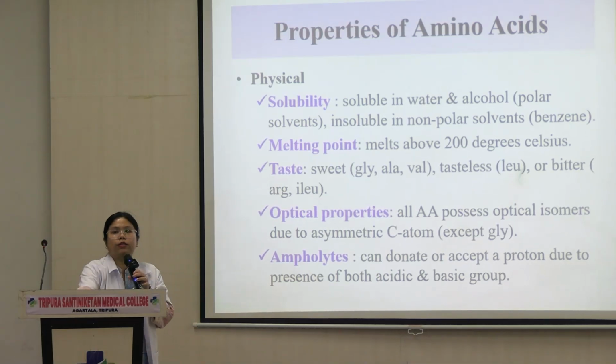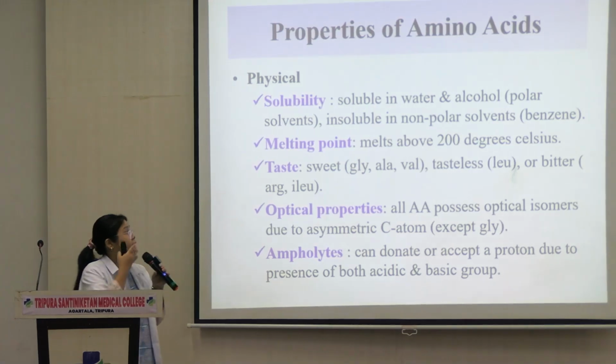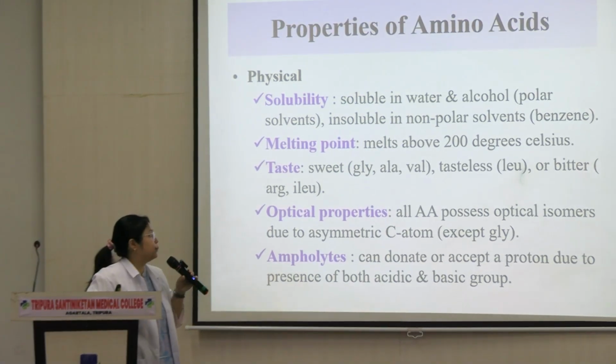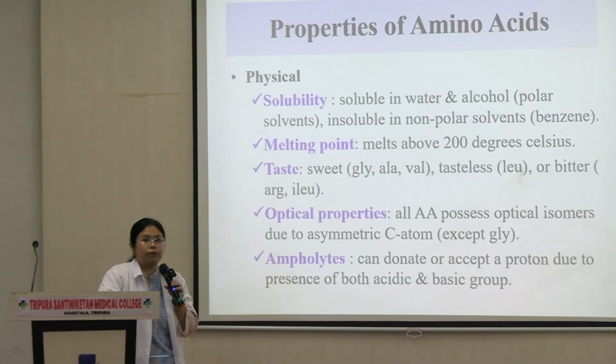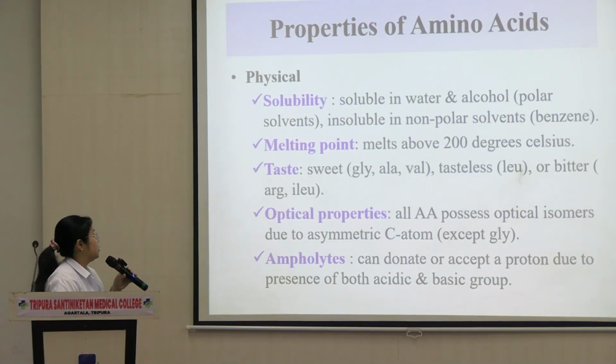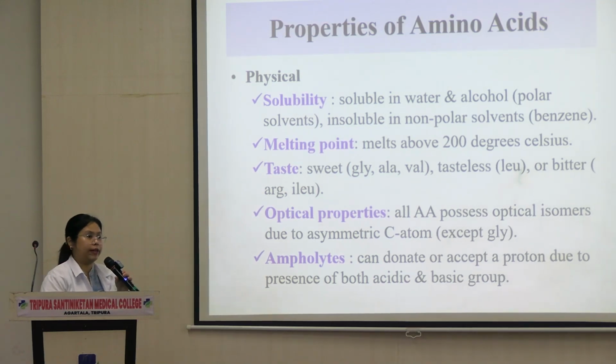Now, some of the amino acids exhibit some taste. Some of them are sweet, like glycine, alanine, valine, etc. There are more. Some of them are tasteless, like leucine, and some of them are very bitter, like arginine and isoleucine. Optical properties we have already read before, right?